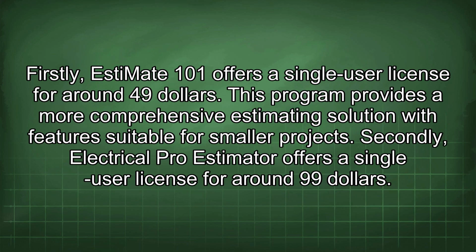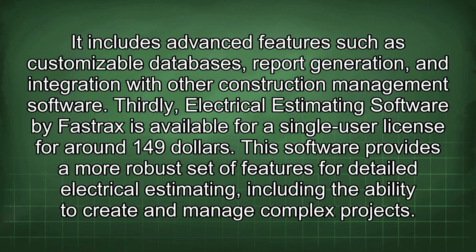Firstly, Estimate 101 offers a single user license for around $49. This program provides a more comprehensive estimating solution with features suitable for smaller projects. Secondly, Electrical Pro Estimator offers a single user license for around $99. It includes advanced features such as customizable databases, report generation, and integration with other construction management software.